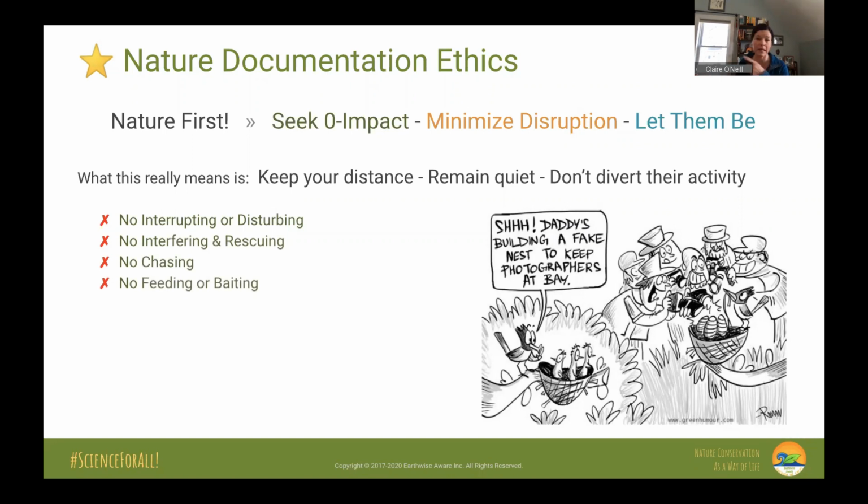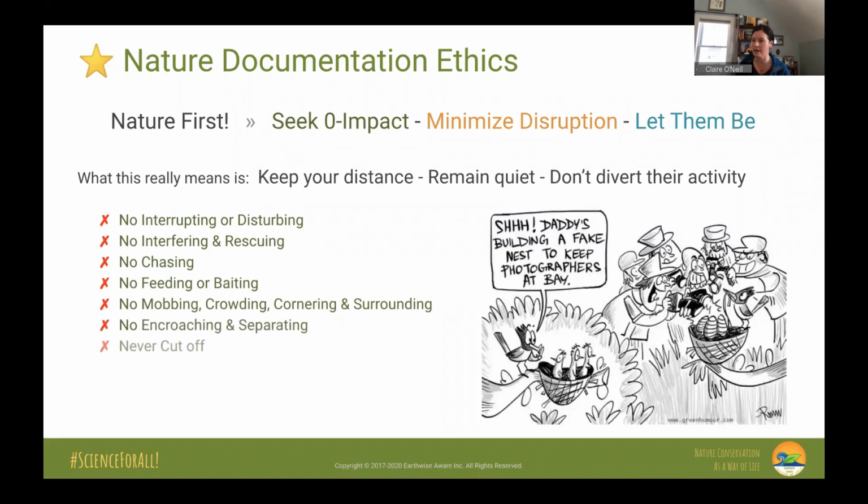So to spell it out, this means no interrupting or disturbing, no interfering or rescuing, no chasing, no feeding or baiting. Baiting has been a big problem, for instance, with owls, where you have entire Facebook groups who prohibit the posting of owl pictures just to avoid this kind of thing, where people bait owls in order to get this fantastic shot. So baiting is not an option. No mobbing, crowding, cornering, surrounding, encroaching, separating, cutting off.